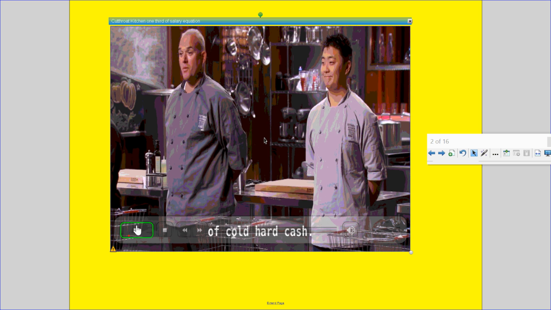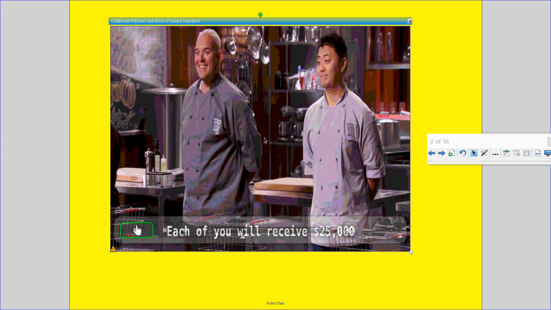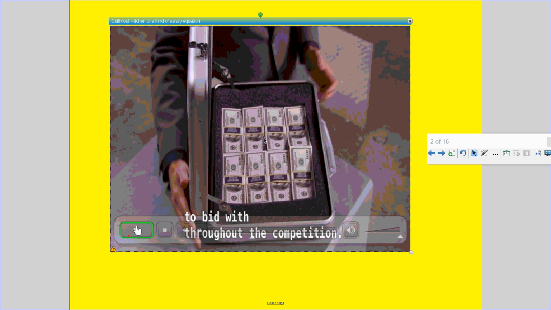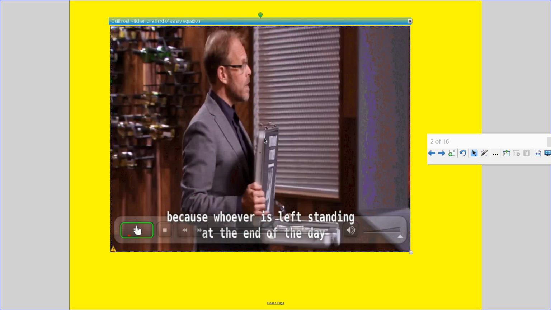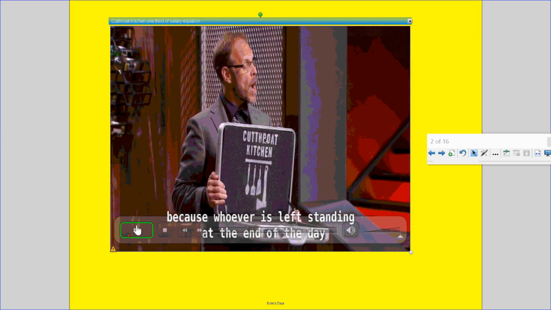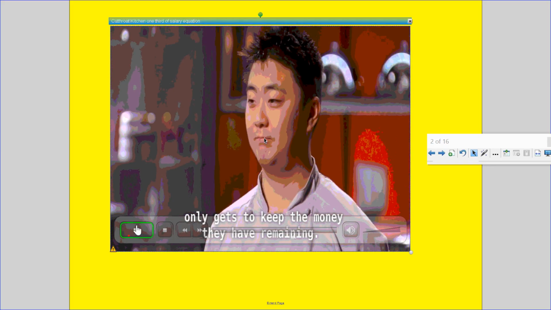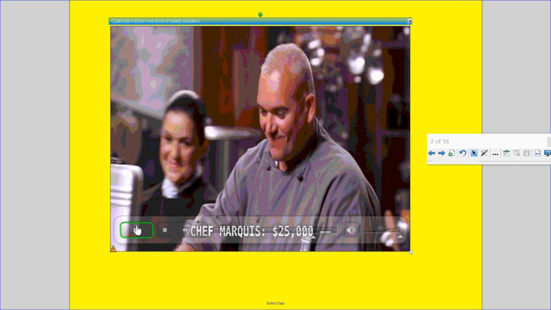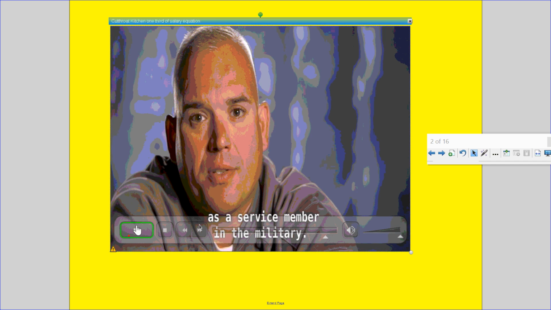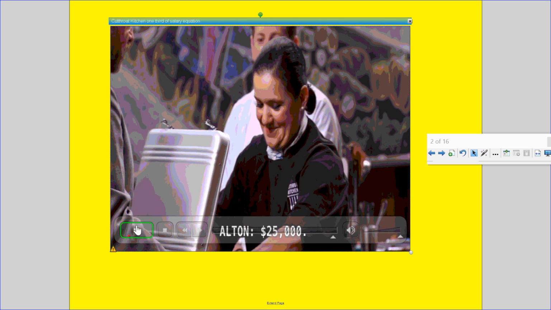$100,000 of cold hard cash. Each of you will receive $25,000 to bid with throughout the competition. I know. But it's smart, chefs, because whoever is left standing at the end of the day only gets to keep the money they have remaining. Chef, get your cash. $25,000. This is about 1/3 of my year's salary as a service member in the military. 25.